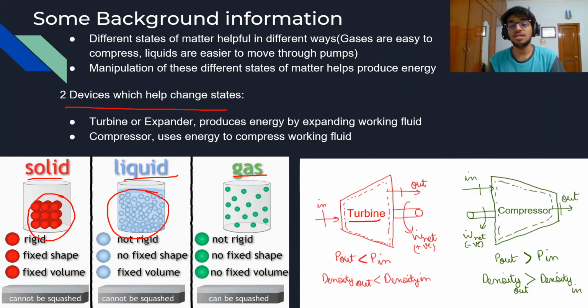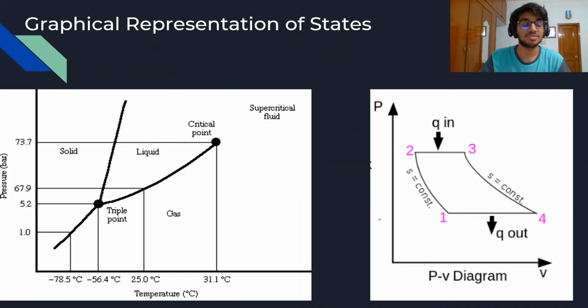And in the compressor, it's the other way around. So we need to compress the liquid, pressurize it, and we do so by providing some power to it. So those are the two main devices that we use.